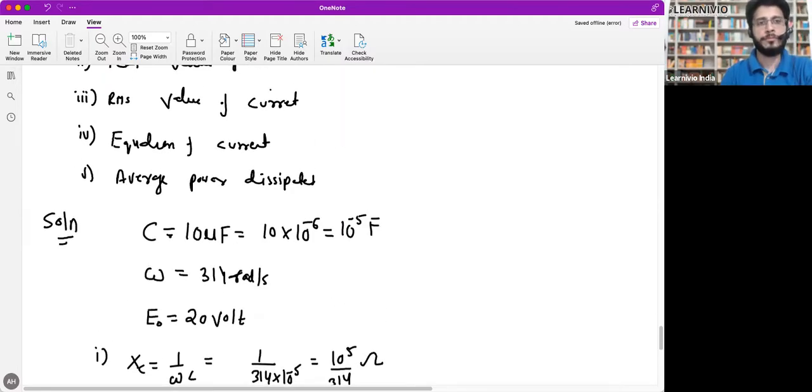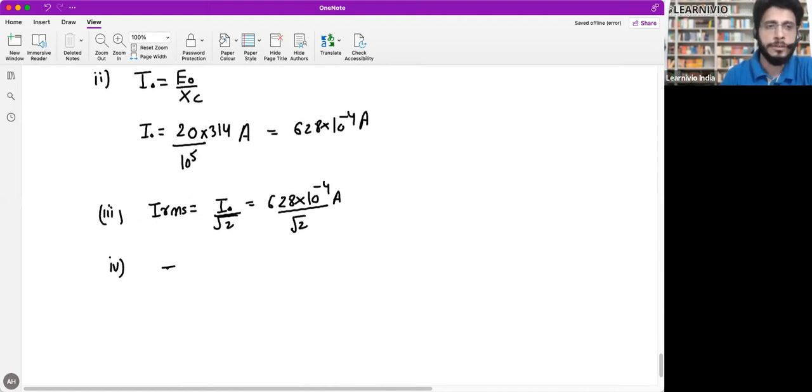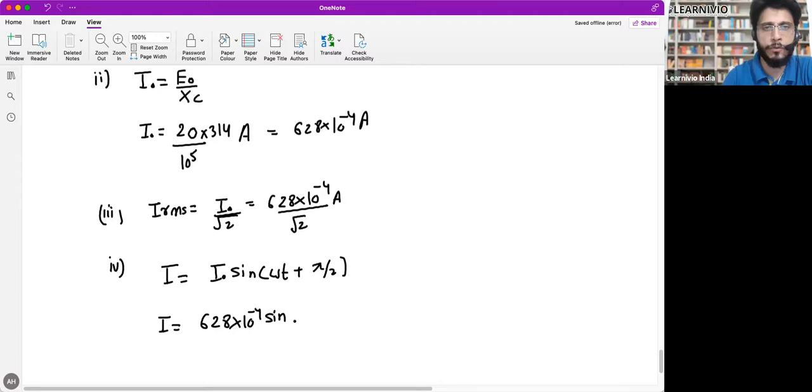Fourth part, equation of current. See, current leads EMF. So the equation is I naught sine(omega t plus pi by 2). So how much is I naught? That's 628 into 10 raised to the power minus 4 sine of (omega, which is 314, t plus pi by 2). Or you can write this as cos also.